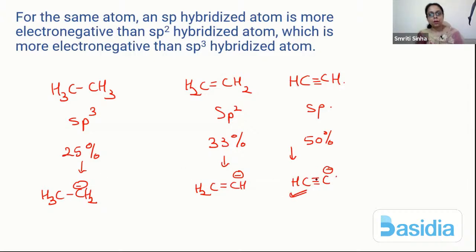Why? Because the triple bonded carbon is having a negative charge, that is, s character is very much more. So with more s character, the nucleus is very close by, which will hold this negative charge very strongly, and therefore this is the most stable conjugate base. If the conjugate base is more stable, it can donate the H plus very easily, and therefore it is a strong acid. So the simple conclusion is, as the s character increases, acidity increases and basicity decreases.